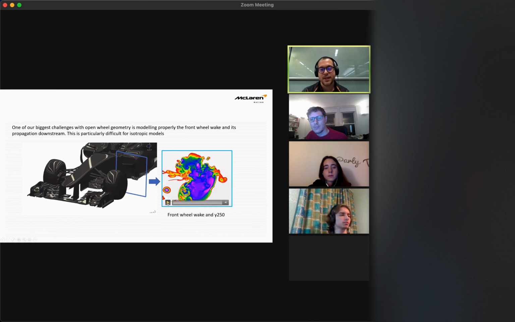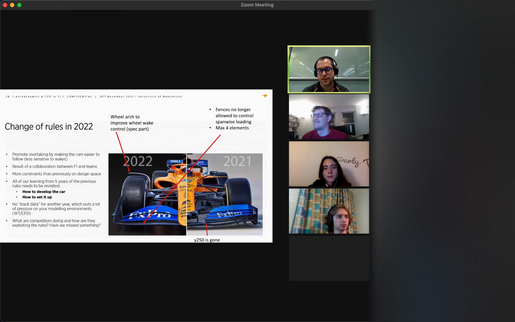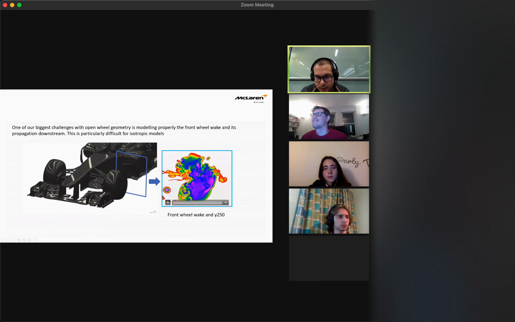And just to give you an idea how unstable this area is, we have here an unsteady simulation that shows the amount of unsteadiness. So yeah, essentially, if you want to improve your car performance, you have to control the amount of losses of the front wheel wake, and if possible, mitigate all this, which is easier said than done.